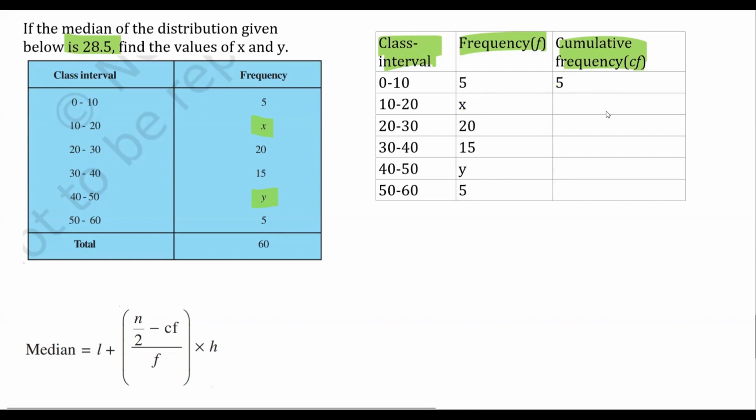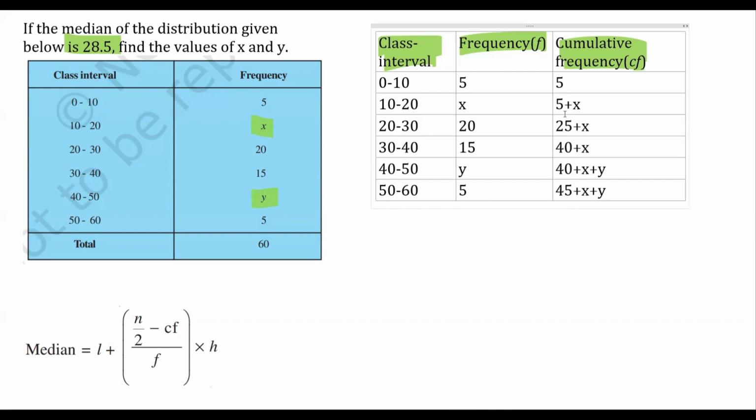So this is how we do it. The next one is going to be 5 plus x. Next will be 5 plus x plus 20, so that is 25 plus x, right? The next is going to be 25 plus x plus 15. That is 15 plus 25, how much? That's 40, so 40 plus x. And so on. Next is going to be 40 plus x, and on this we'll add y. And lastly, it's going to be 45 plus x plus y.